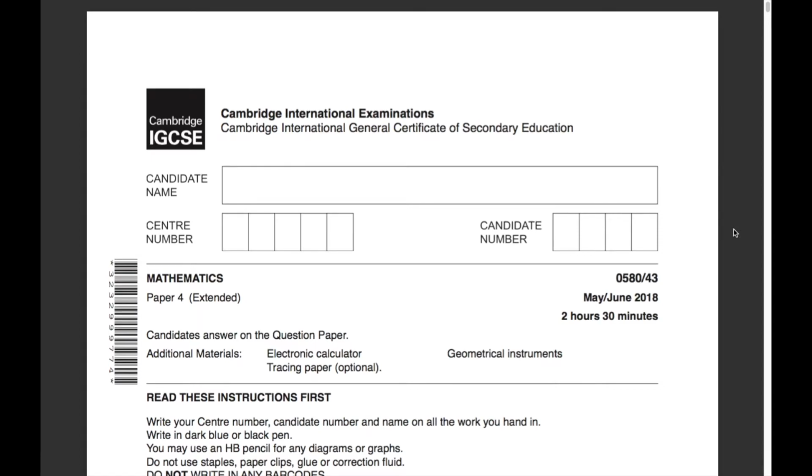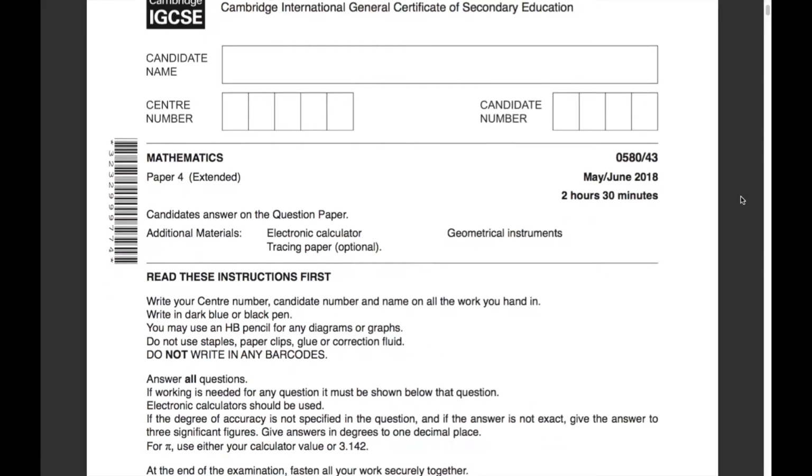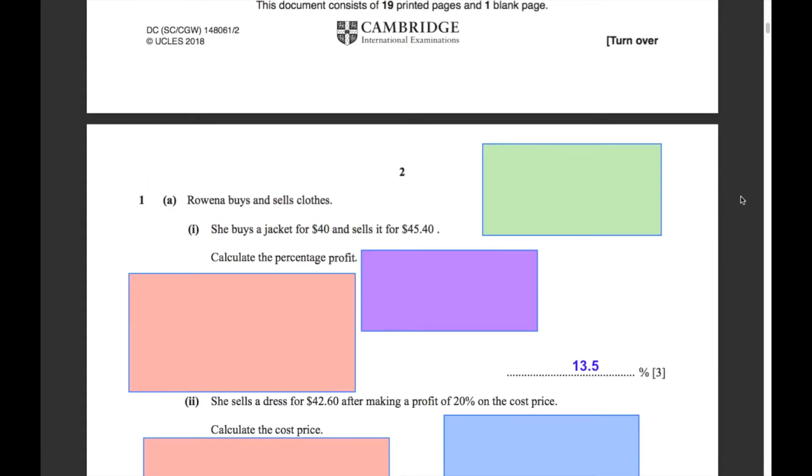So in today's video, we'll be solving the first 5 questions of this paper, which is basically half of this paper. So let's start. For question 1, Rowena buys and sells clothes. She buys a jacket for $40 and then sells it for $45.40. We're asked to find the percentage profit.